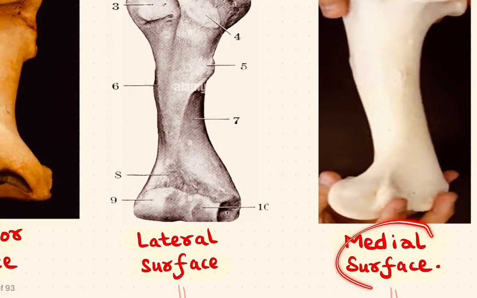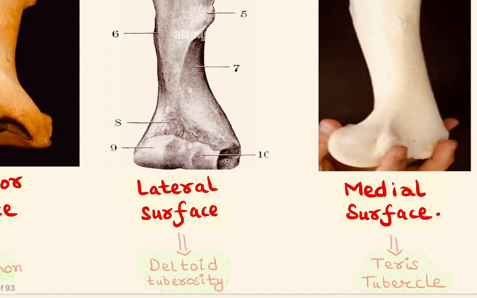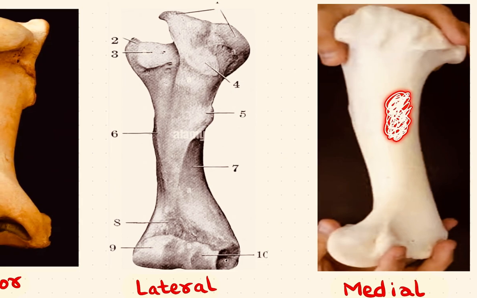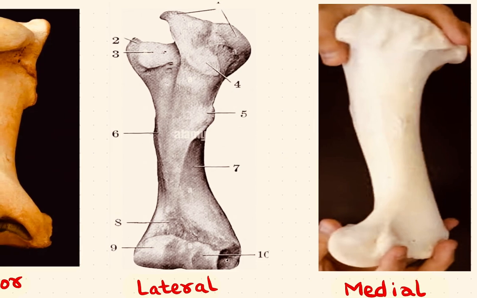The medial surface is the surface which points towards the medial junction of the body. Here we can find a rough surface which forms a tubercle. These projections which form this tubercle are known as the teres tubercle. So wherever the teres tubercle is present, it is the medial surface.